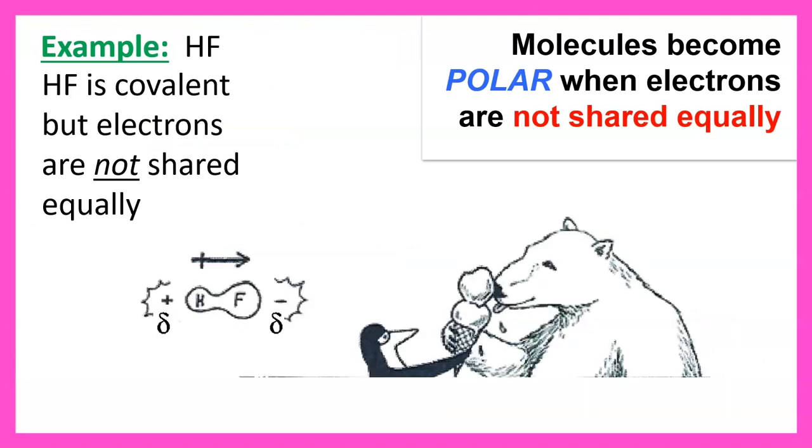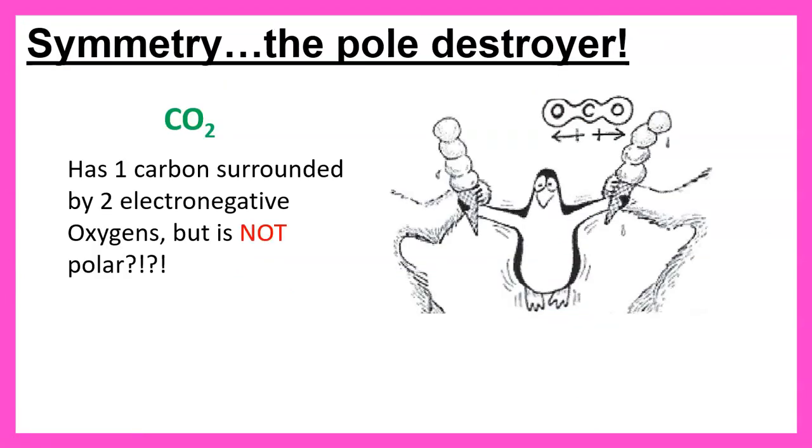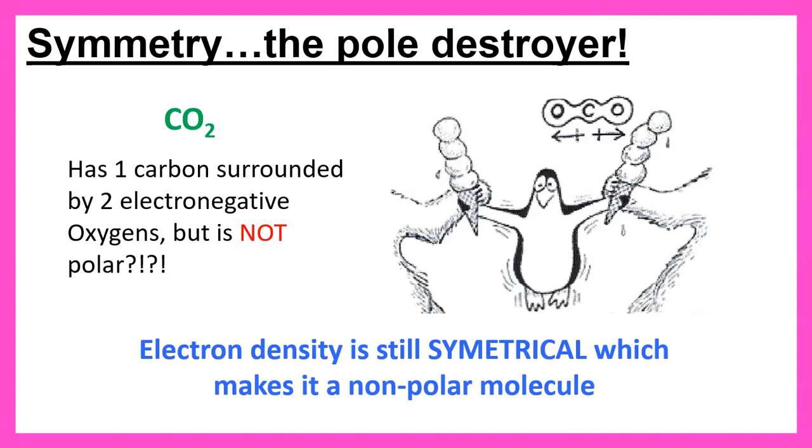So hopefully you remember these little cartoons, right? The more electronegative atom is our polar bear. It's pulling harder. Compare that to our carbon dioxide, where we see that poor little penguin pulled in equal and opposite directions. The dipoles cancel.